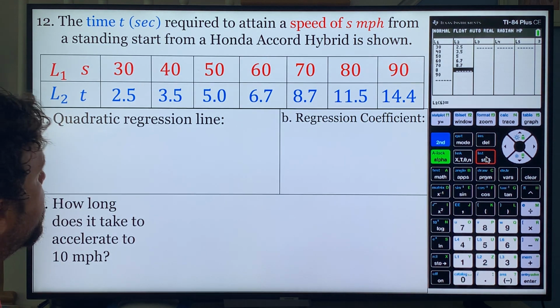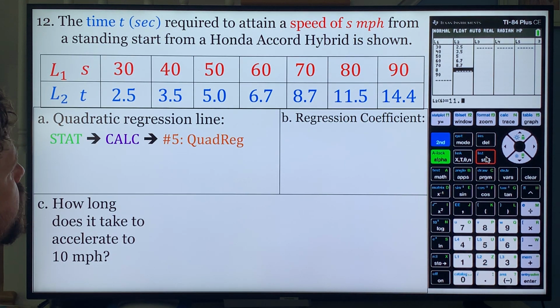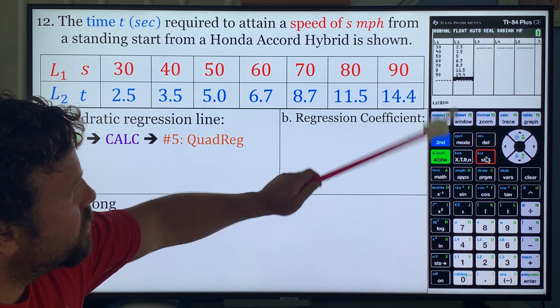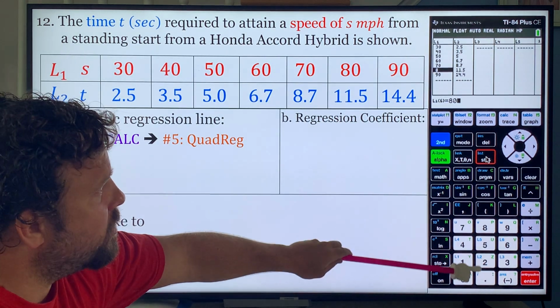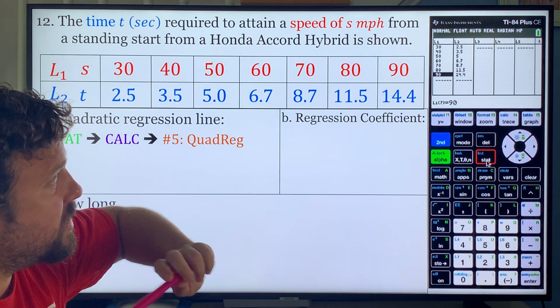So we're going to type in all our stuff, and then afterwards we're going to type in our quad regression line. Do you notice any mistakes I made here? I made that an 8, but I can always go back and just change it to an 80. Don't have to erase everything under.